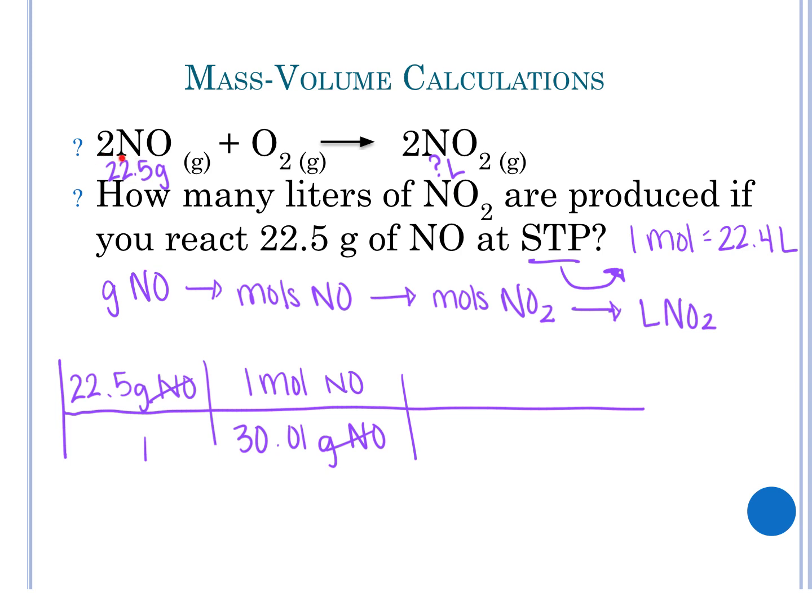Okay, now, what do we use to get from NO to NO2? We use the mole to mole ratio, which is 2 to 2. So for every 2 moles of NO, we get 2 moles of NO2.